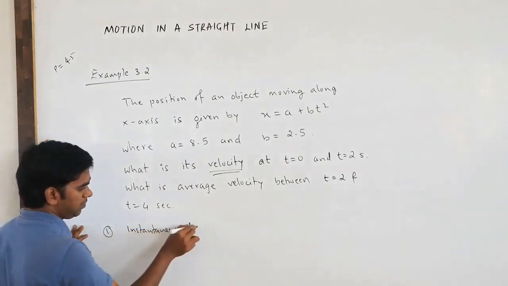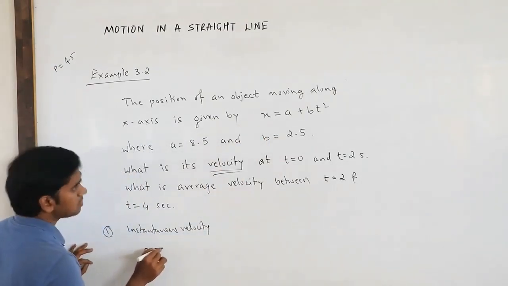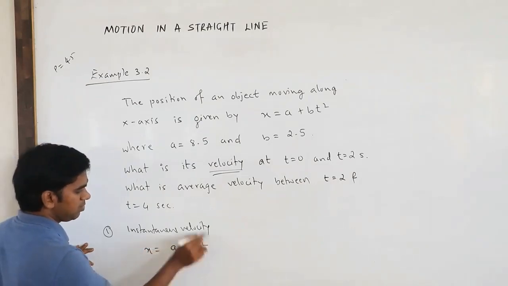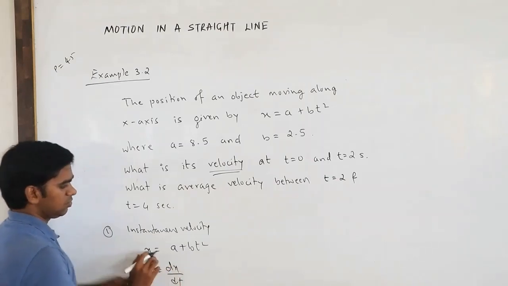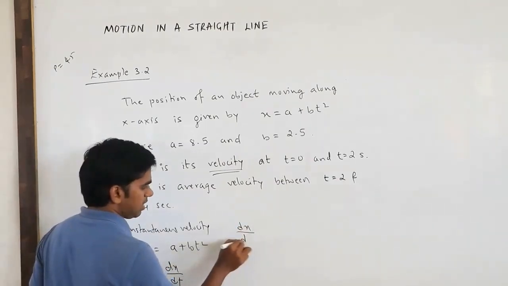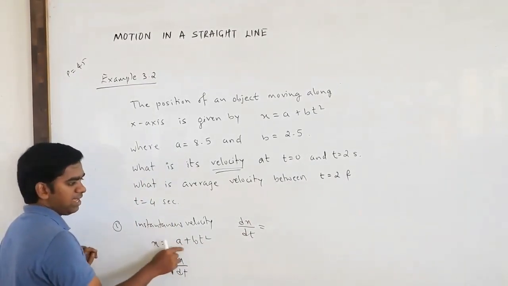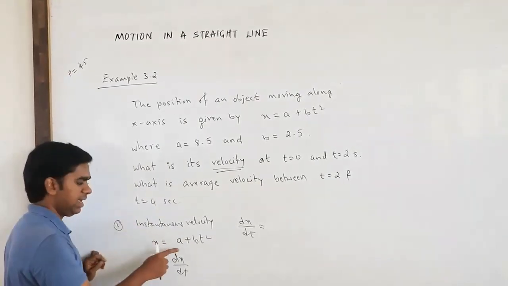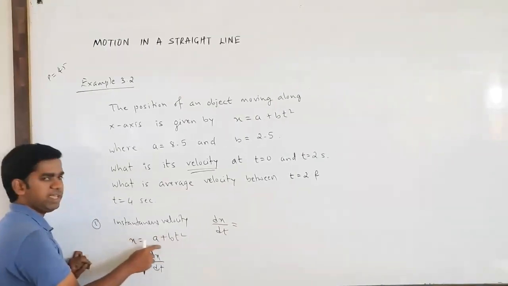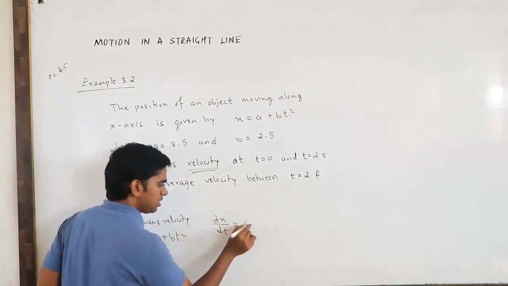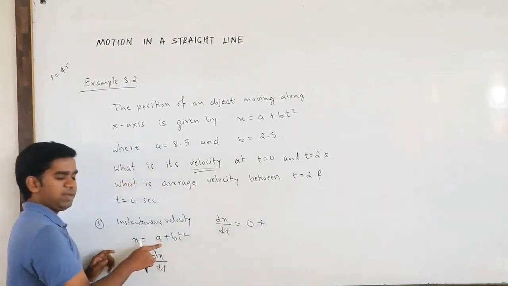So what is x they have given? x equals a plus bt square. So what is instantaneous velocity? v equals dx by dt. So find dx by dt. dx by dt is the derivative of a plus bt square. A is constant. Listen properly, a is constant, nothing is there in front of it. So what is the differentiation of a going to be? 0.